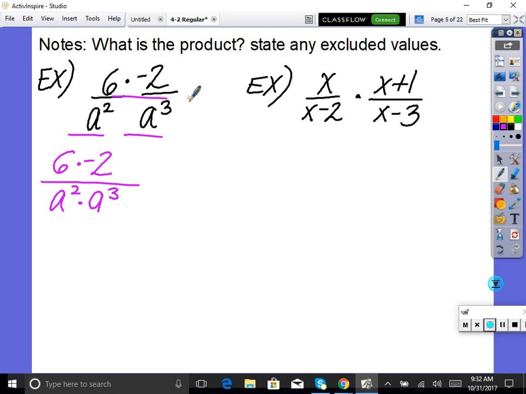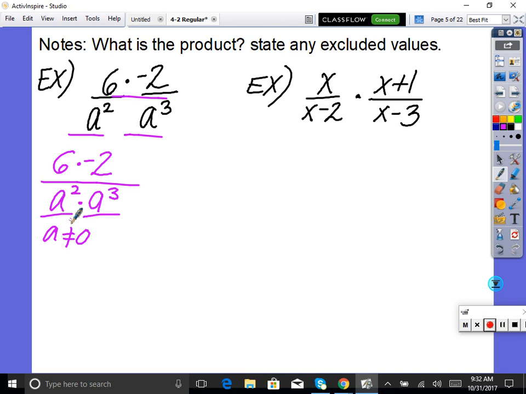But let's restrict. A cannot be what for that piece? 0. What about that piece? 0. So A cannot be 0. Does everybody see why? 0 to the second power would be 0 times 0. That would make the denominator 0. 0 to the third power would be 0 times 0 times 0. That would be bad. We can't divide by 0.